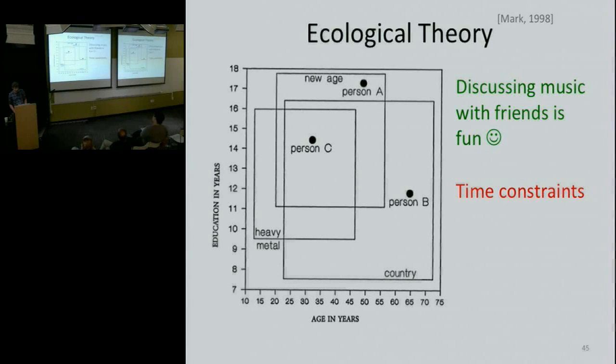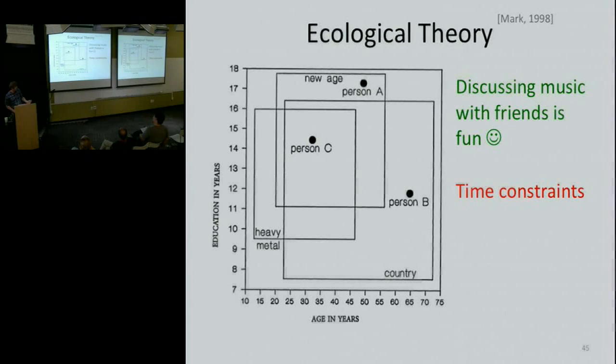For example, person A on the top is somewhere in the middle age group, but very, very educated. What's cool is that you can start drawing niches around which people listen to what music. So even if you don't know anything about person A, there's a good chance that, according to this graphic, they like new age music.